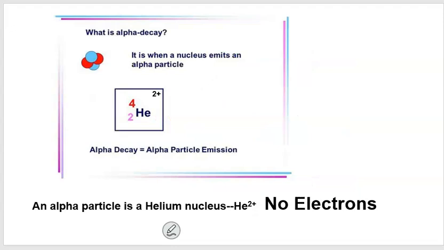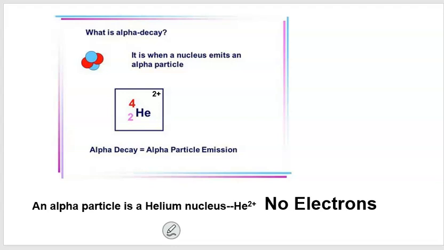So what's alpha decay? That's where the nucleus emits a helium nucleus. Remember, it's a nucleus. It's He2+. It's got a valence of +2 because it has no electrons. Gamma production.